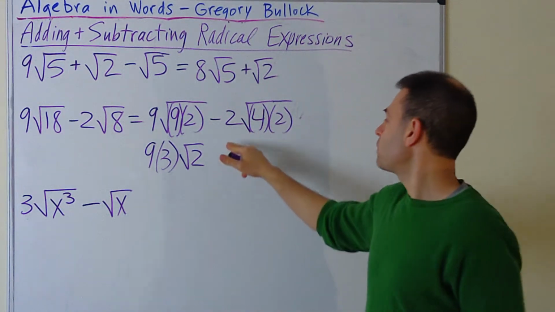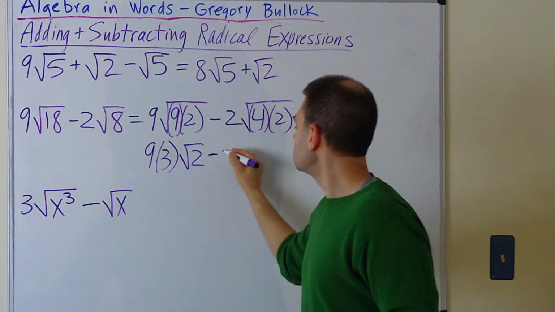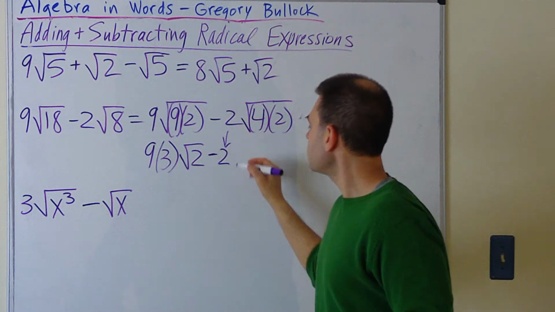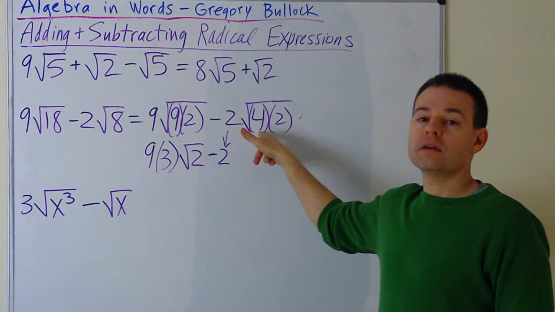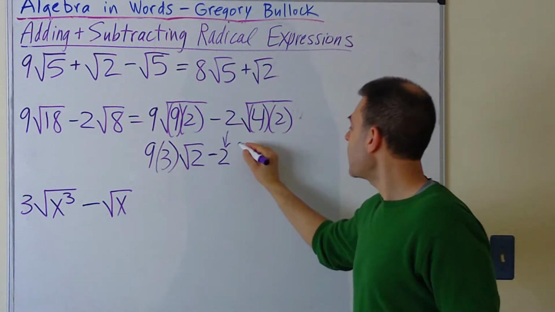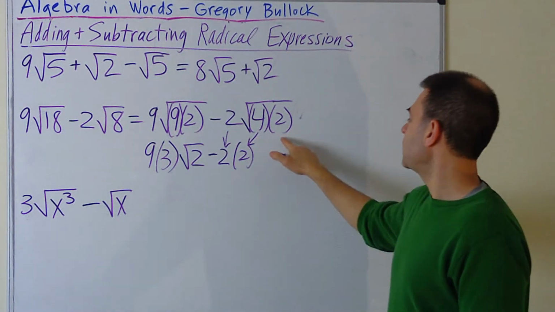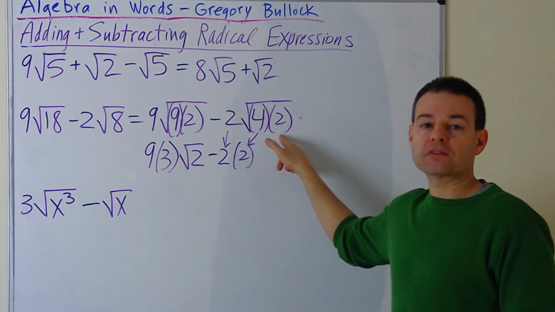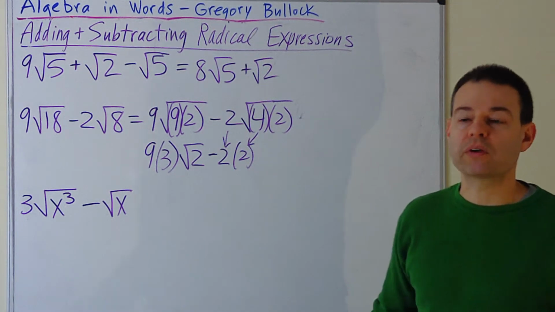And now same thing for this one. Bring down the coefficient -2. And now we're going to take the square root of perfect power 4. The square root of 4 is 2, so that comes out as this 2. And then again, the remaining factor of 2 is not a perfect square, so we're going to leave that under the radical as square root of 2, like this.